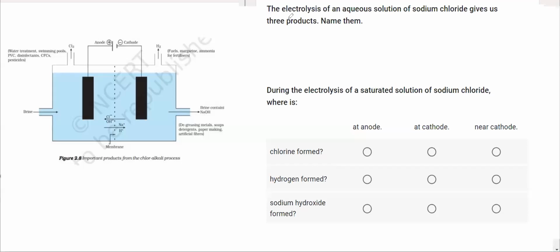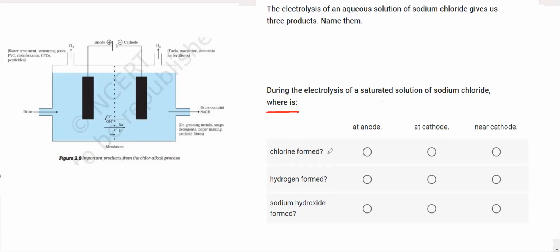Two last questions that we have taken on this chlor-alkali process. It says the electrolysis of an aqueous solution of sodium chloride, which is brine, gives three products, name them. Clearly we know that the three products are chlorine, hydrogen, and sodium hydroxide. Now in the next part, they are asking about electrolysis of a saturated solution. Saturated means the solution in which no more solute can be added. As I told you, brine is a highly concentrated solution of sodium chloride.